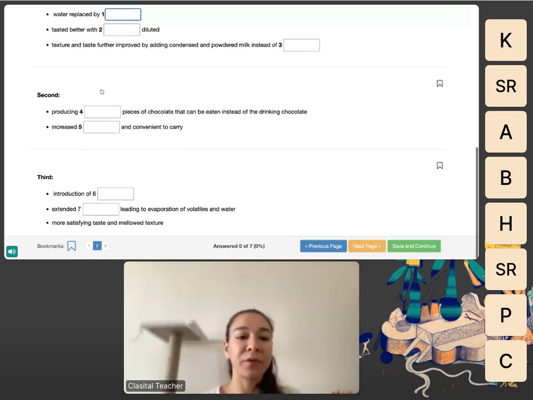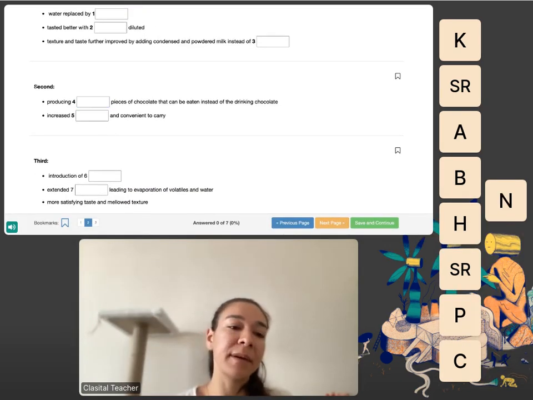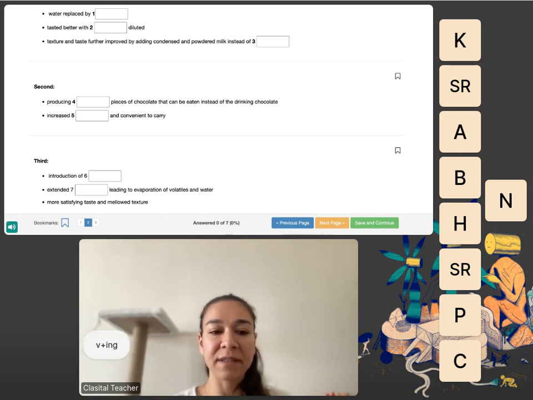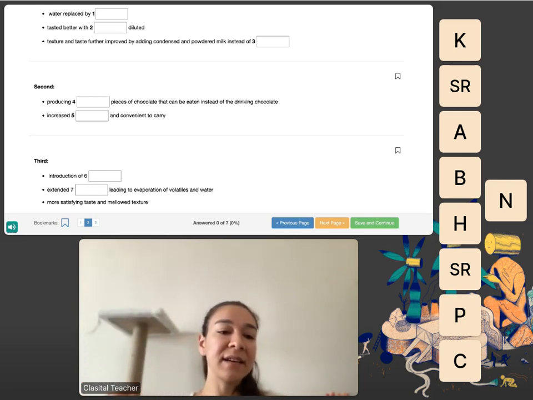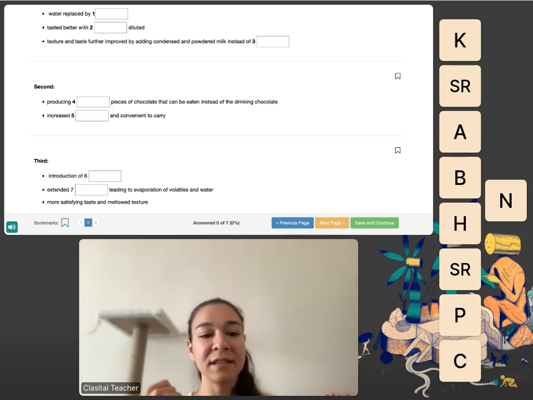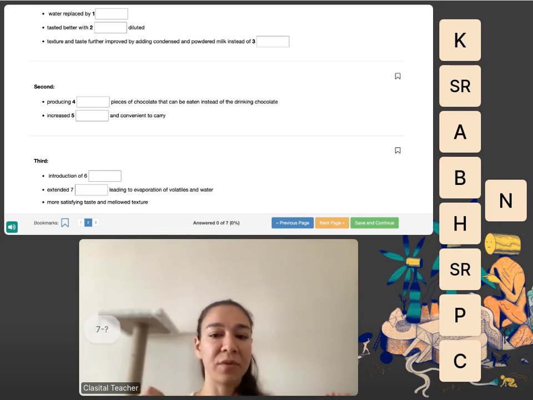Let's see. Producing little pieces, probably. Third, introduction of. It can be something like verb plus ing, or it can be something like introduction of magic. So magic is a noun. It can be something like that. Extended something leading to evaporation of volatiles and water. Extended. I am not sure. It's not that important. And more satisfying taste and mellow texture.